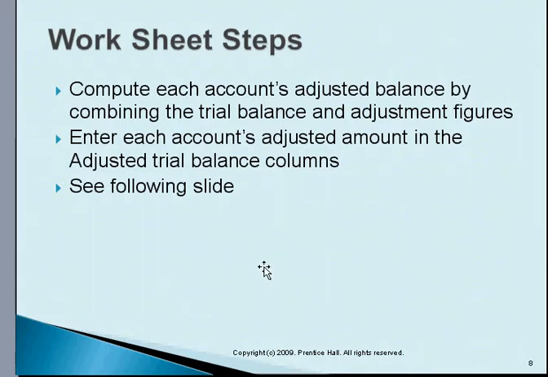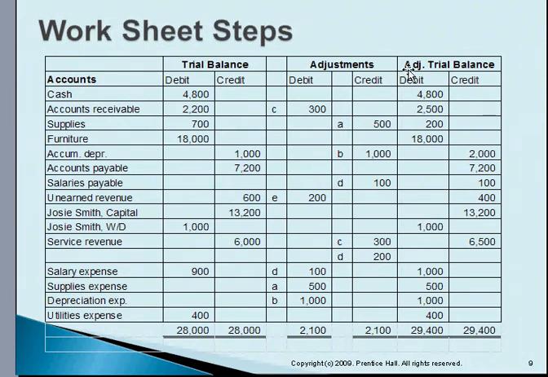Okay, what we do is we compute each account's adjusted balance by combining the amount in the trial balance column with the amount in the adjustment column. We then enter each account's adjusted amount in the adjusted trial balance column. So when we move on to our fifth and sixth columns, we'll title those two Adjusted Trial Balance, and we'll extend the balances starting from the left and carry them over to the right.